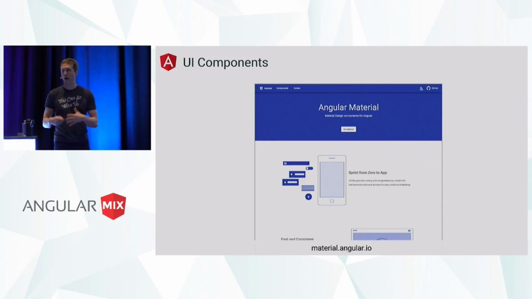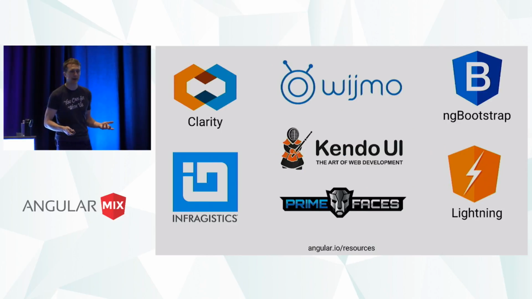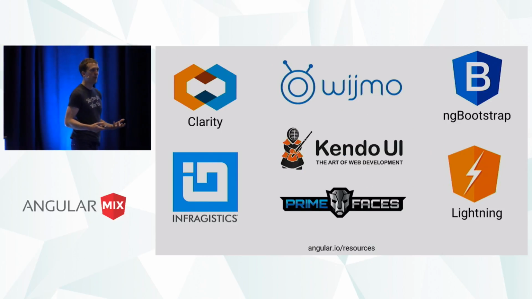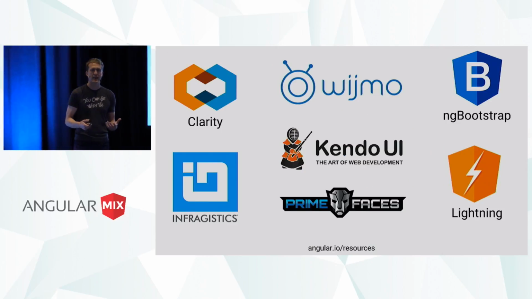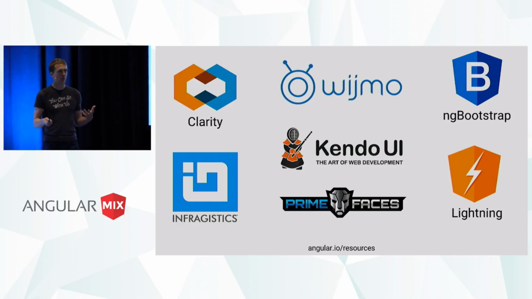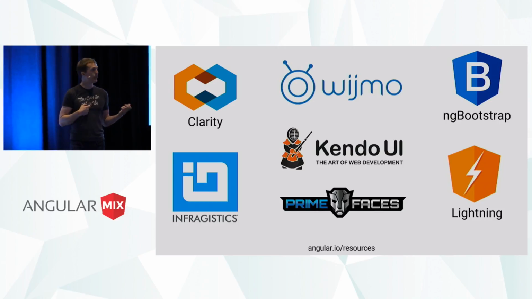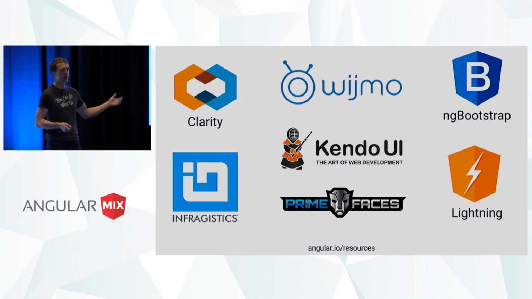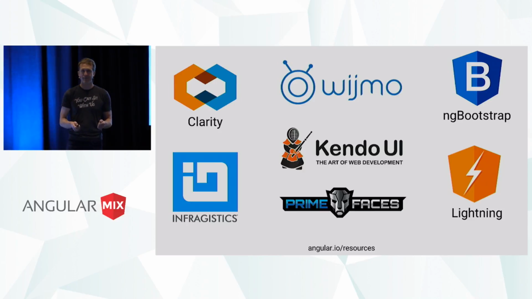But we know that not everybody wants to use that flavor of UI elements. And so I'm really excited that we have so many partners who have built other UI sets. From VMware, we have the Clarity project. Infragistics, one of our sponsors here. Wijmo, Kendo UI, PrimeFaces, and Bootstrap with NG Bootstrap. And if you're building for Salesforce, you might check out the Lightning components. You can find all of these and more at angular.io/resources.